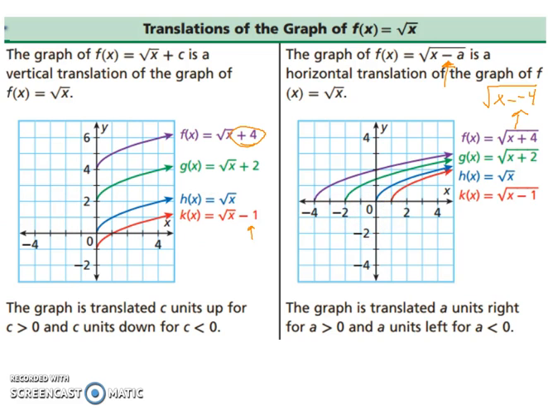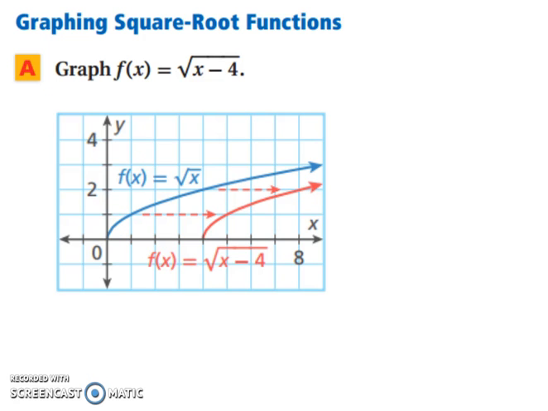Now let's put this to practice. So this first one is done out for us. It says that we have f of x equals the square root of x minus 4. It's already in the form of a minus, and it's all under the square root. So when it's under the square root, we're moving left or right. Now we just need to decide which direction. If it's a minus 4, we want to think backwards, so we're going to move to the right 4.